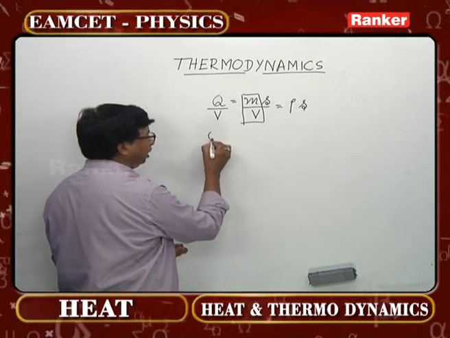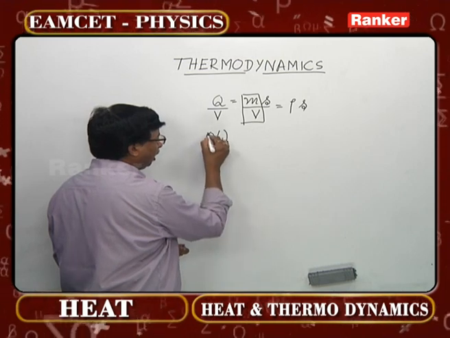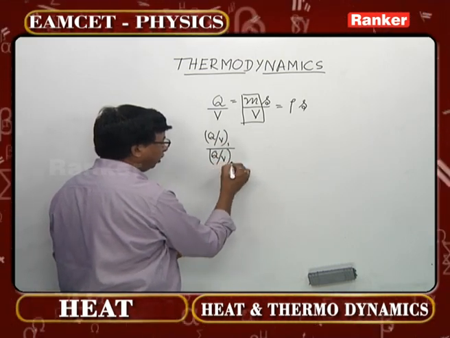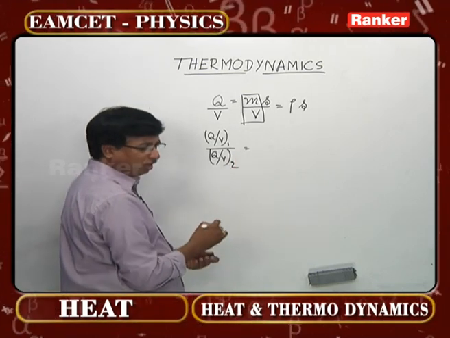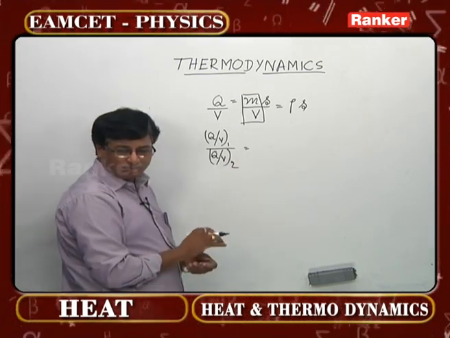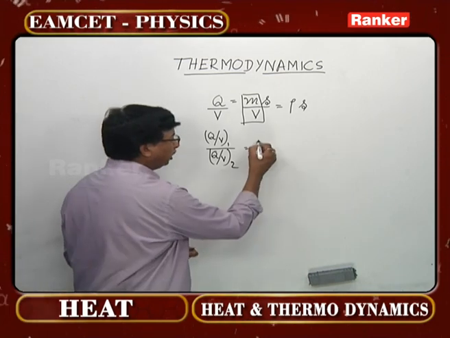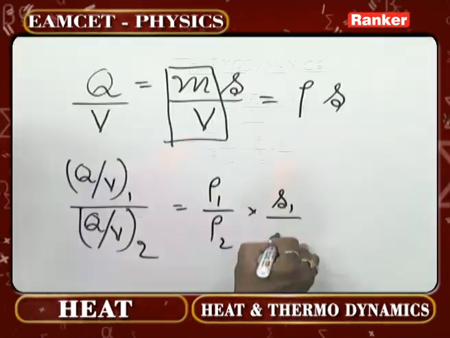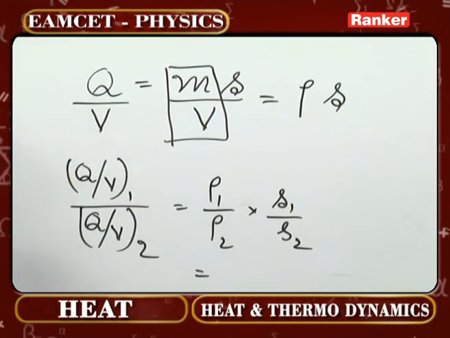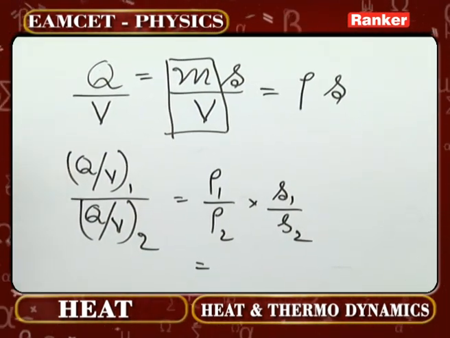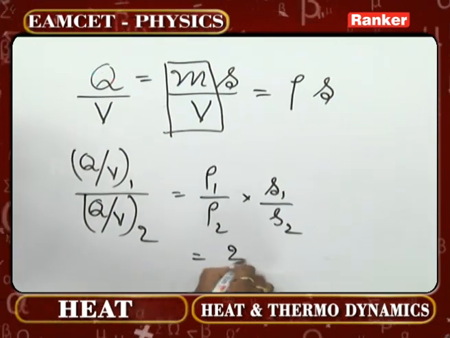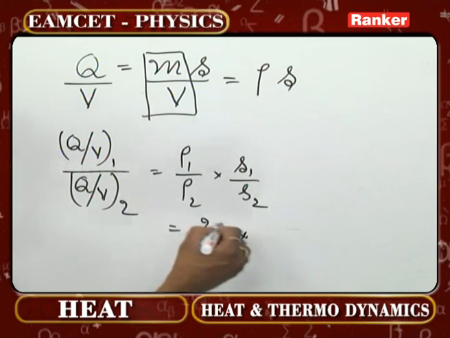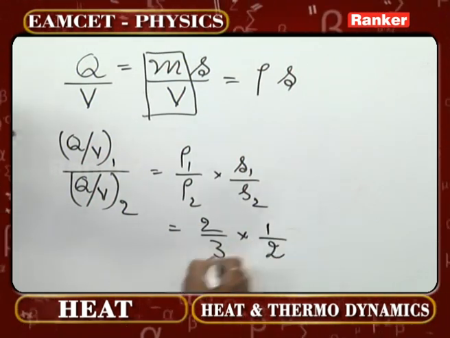So what we can write now? Q by V of the first substance divided by Q by V of the second substance. That's what has been asked over there. What is the ratio he is asking? That now becomes rho 1 by rho 2 into S1 by S2. Look at the ratio of densities given there. Densities are given 2:3. So write 2 by 3 into 1:2, that is the ratio of specific heats.